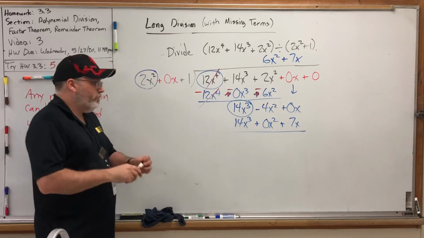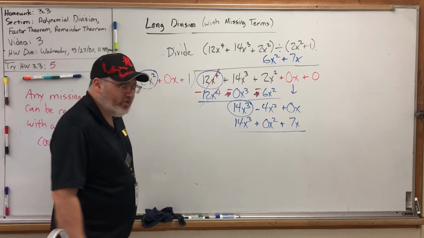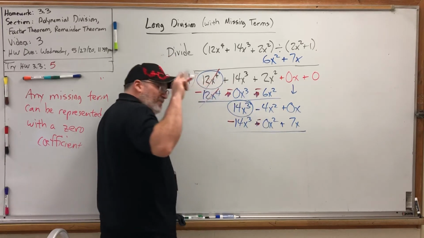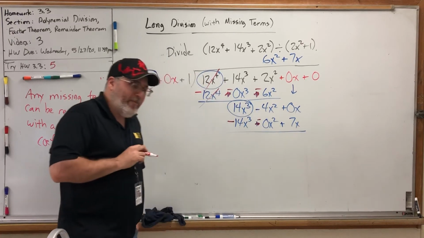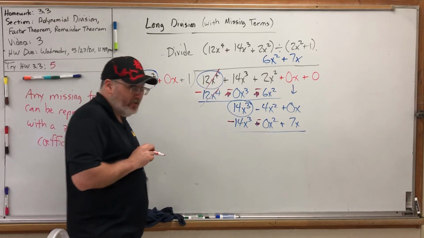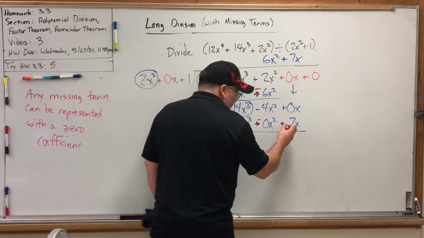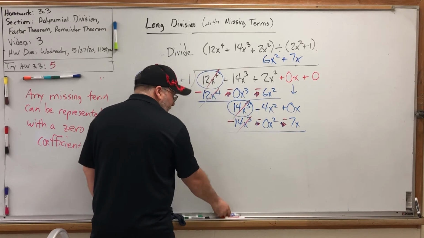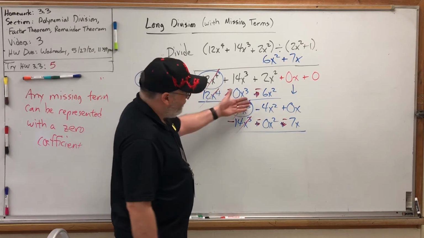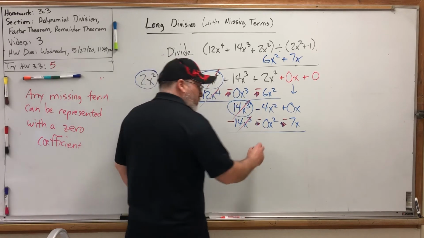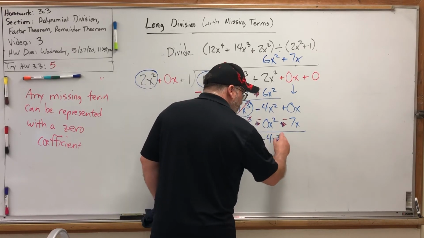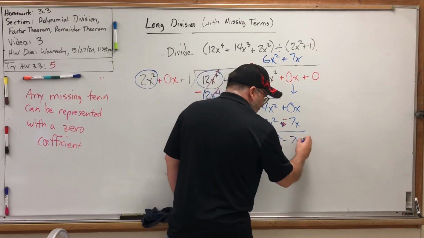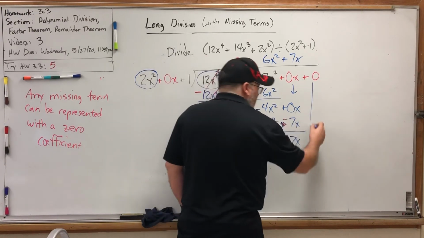Time to subtract, or more specifically, change signs and combine. 14 becomes negative, 0 becomes negative. I get a kick out of that because 0 is technically neither positive nor negative. And the 7 becomes negative. The 14x cubes cancel, that is expected. Negative 4x squared minus 0x squared is still negative 4x squared. Positive 0x and negative 7x is negative 7x. And bring down the last term.